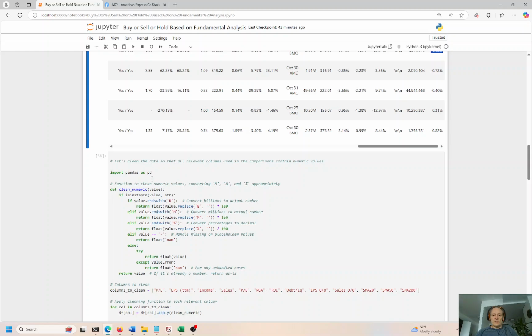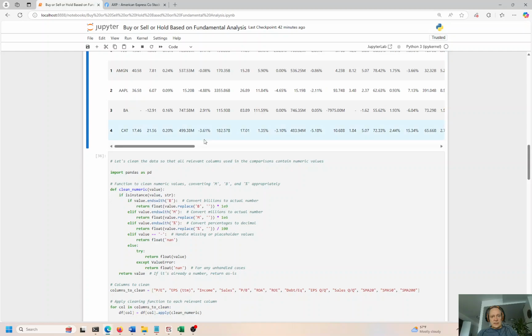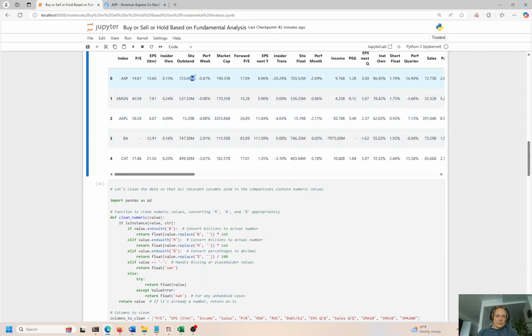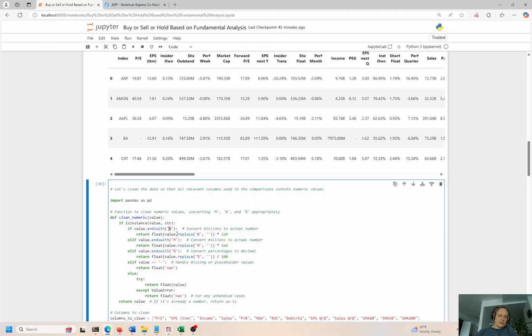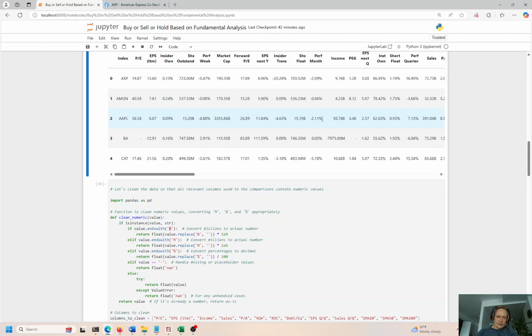Okay, so now let's clean this up. If you look carefully in this data set, you will see a couple of things that might cause some problems. We have an M here indicating millions, shares outstanding, so 723 million. Here's 15 billion. But when you start doing your analysis, all these extra characters, these percent signs, are going to be a little bit tricky to deal with. So I'm just going to chop those off, and we'll understand that these are all actually numeric columns, so we can do the analysis.